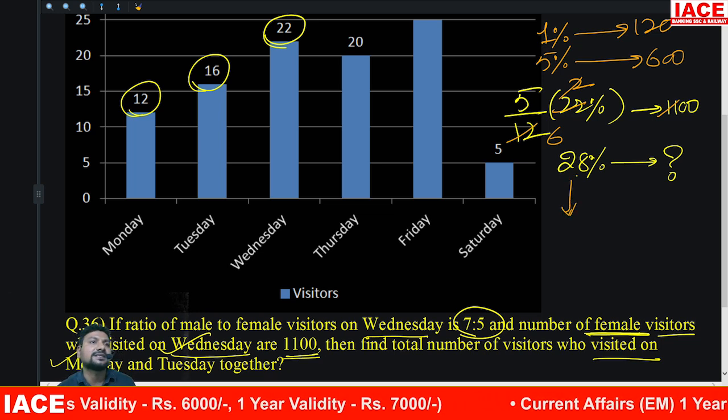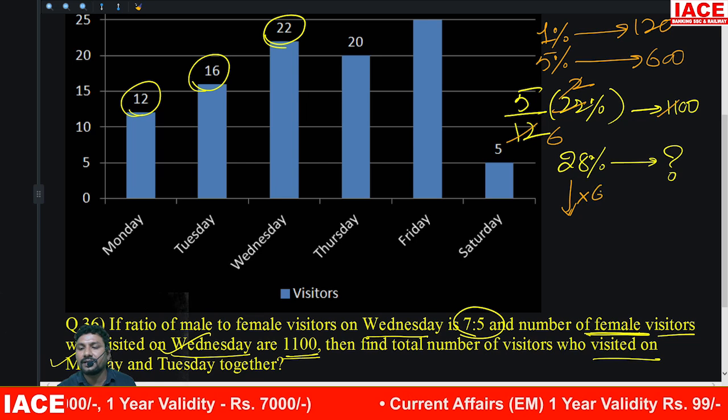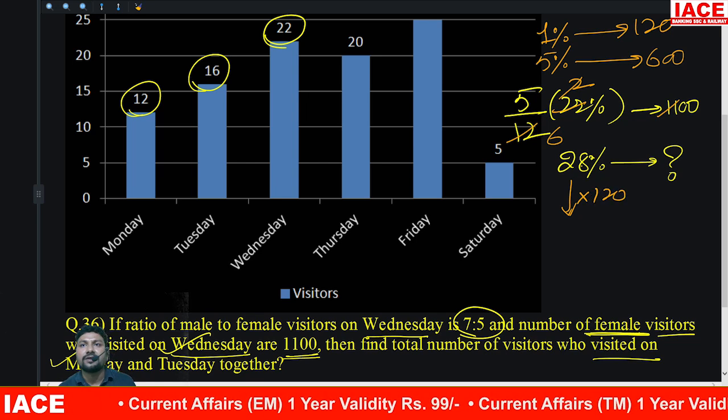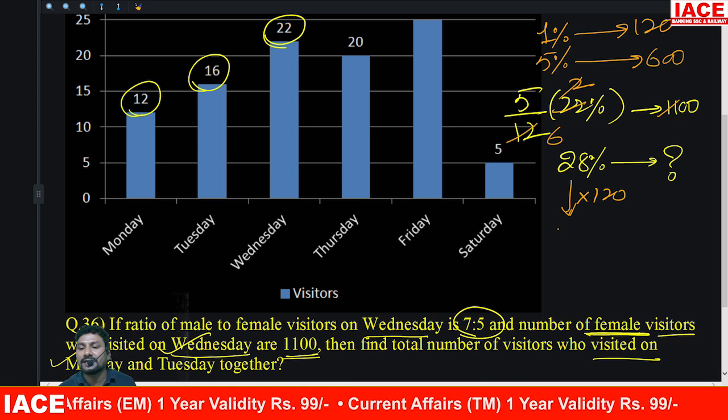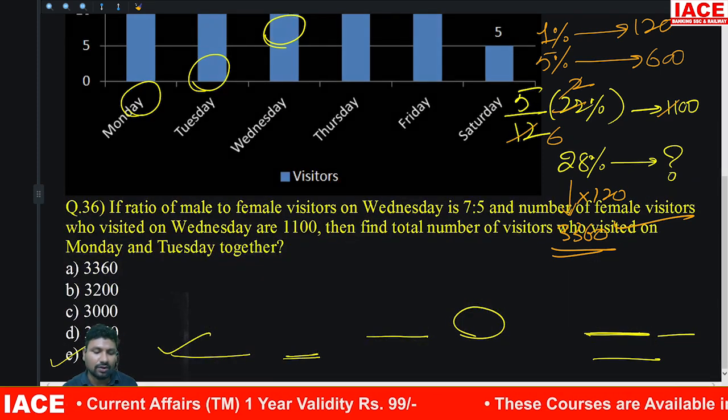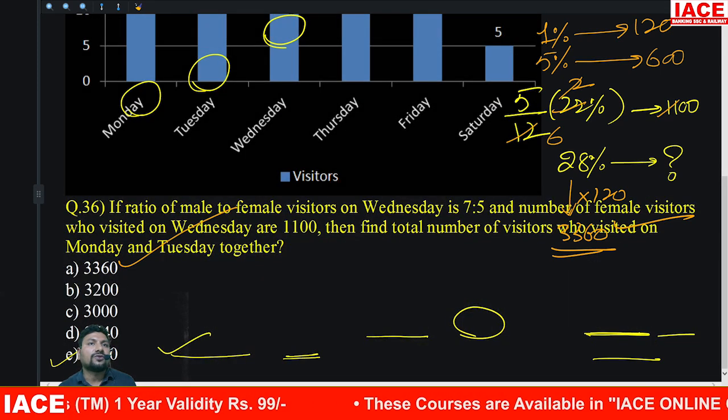I need how much percentage? 28 percentage. We'll multiply with 120. Okay. 12 20s are 240. 12 8s are 96. 240 plus 96 means 3360. Then the answer is 3360. The option is A. 5 by 12 of 22% is given.